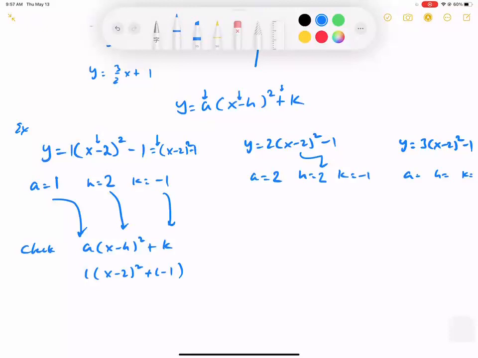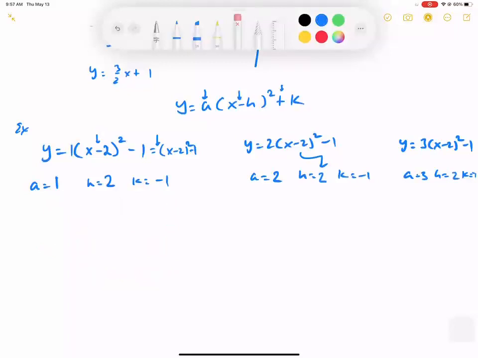Let's look at the next one. We see a 3. My h is 2, and my k is again negative 1. So the big deal is just understanding what values we have. Are they going to be positive or negative? Because the next part is, these are going to just hop right onto the graph. The h and k are what we call the vertex. So the vertex is h and k. So h and k here is going to be 2 and negative 1.